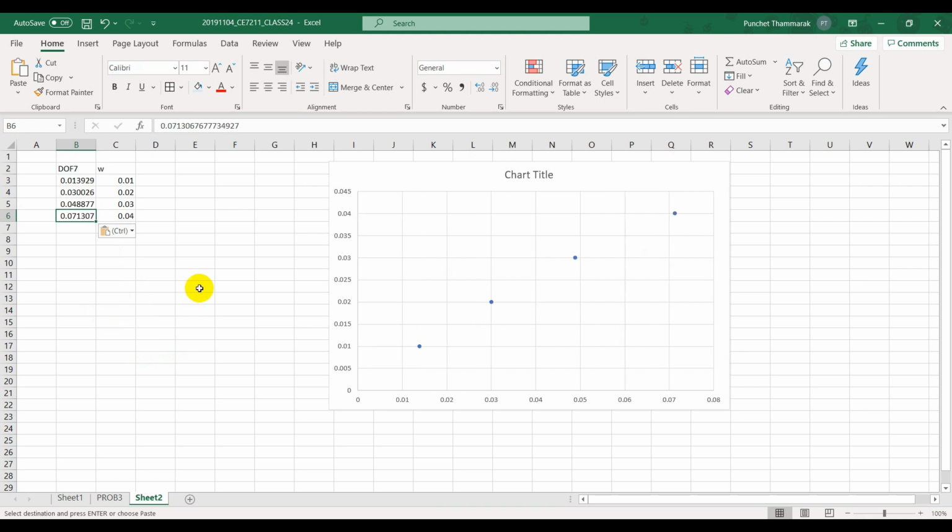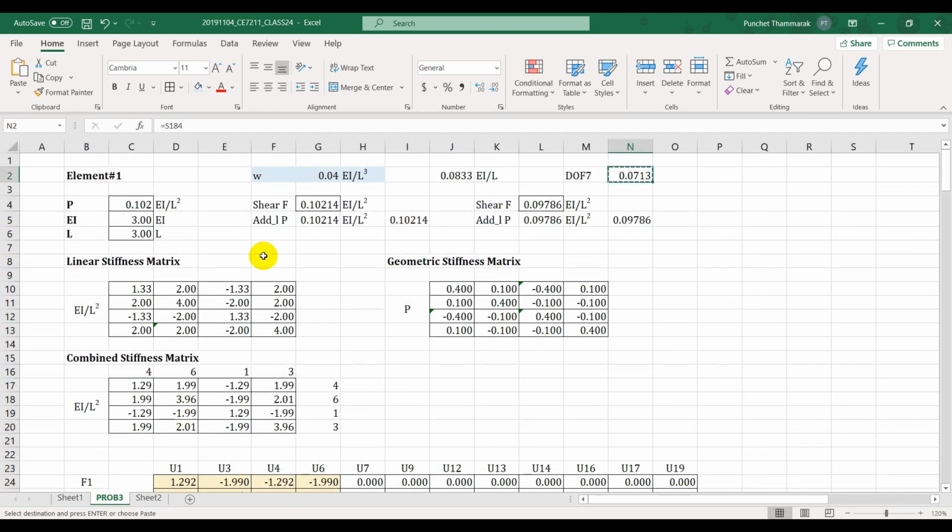Okay. Now you can start seeing some trace of nonlinearities. So we go further. 0.05. All right. Copy, paste here, keep the values there, and then we update all together. Paste, copy and paste.